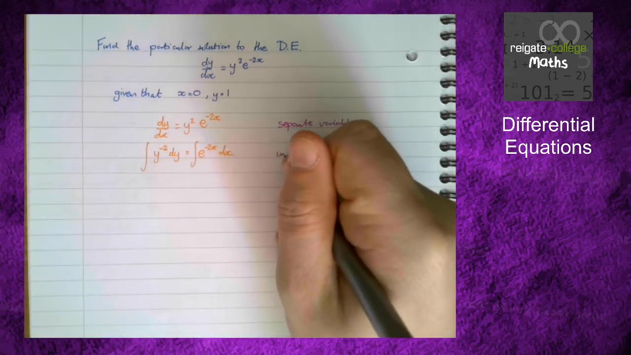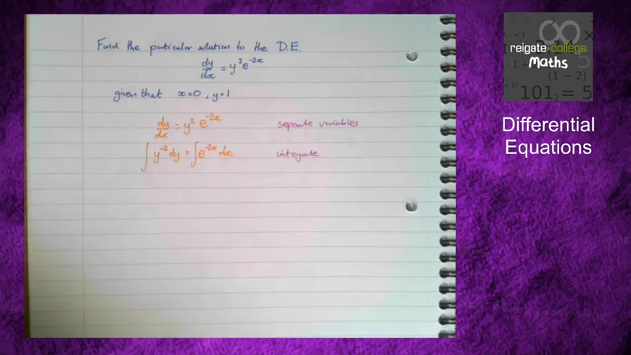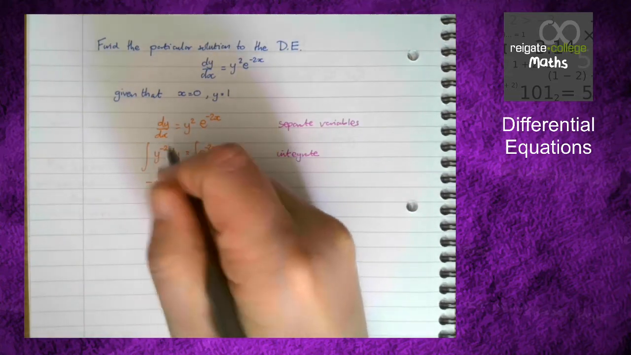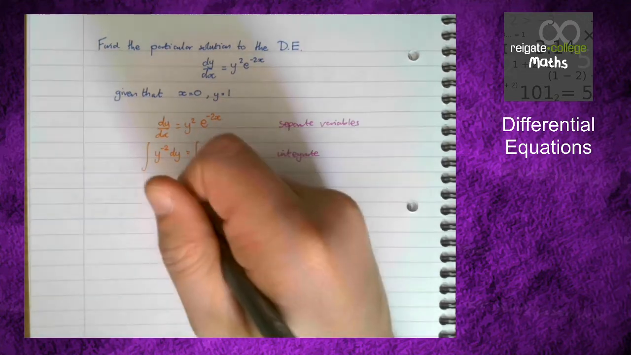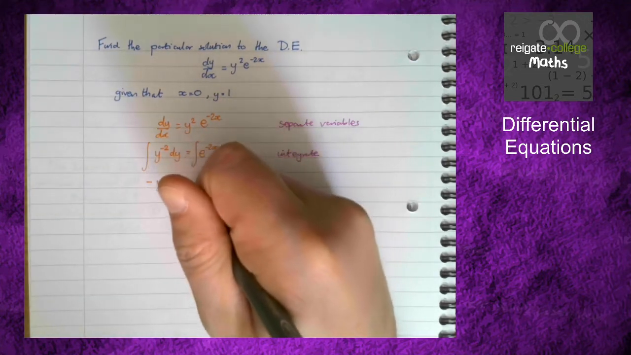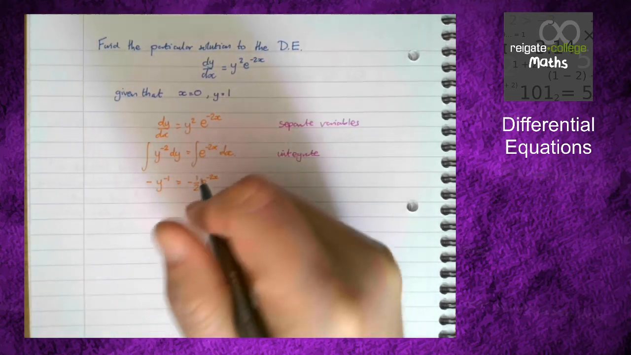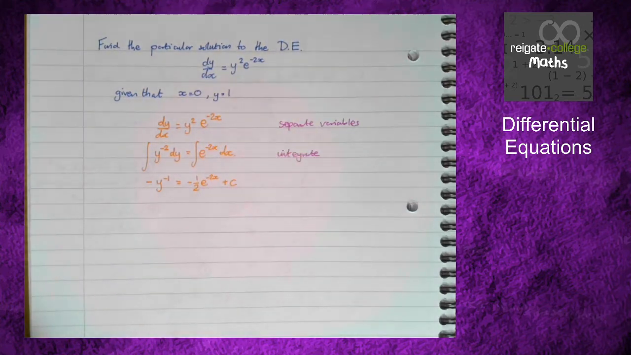We then integrate both sides. So this goes to minus y to the minus 1, because it's a standard integral. You increase the power by 1, divide by the new power. Here, it's our e to the minus 2x, so we get minus a half e to the minus 2x plus c. So now we have more or less our general solution. Yes, we could tidy it up a bit more, but there's no real point for now.